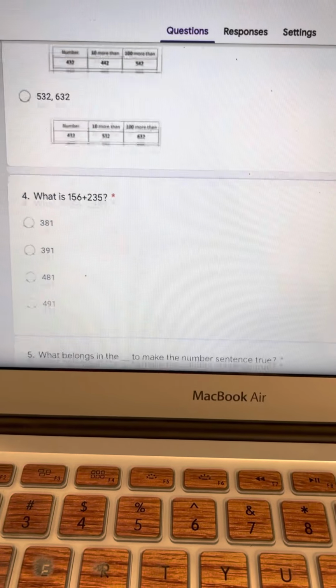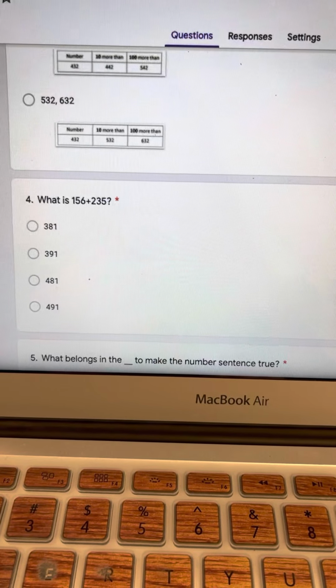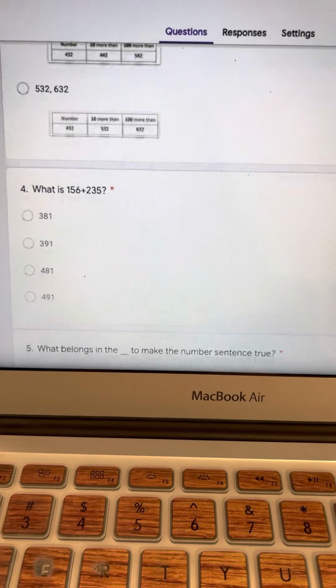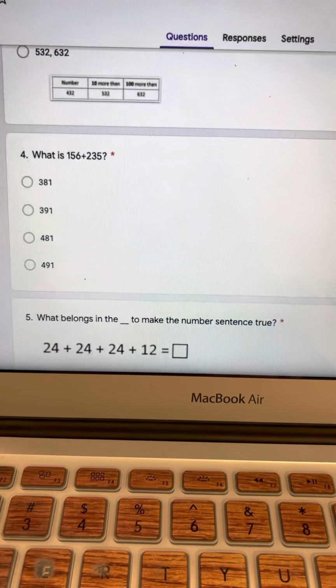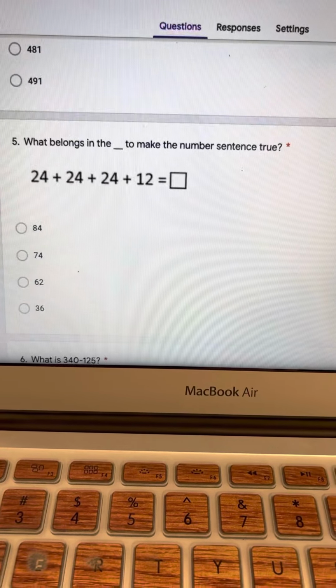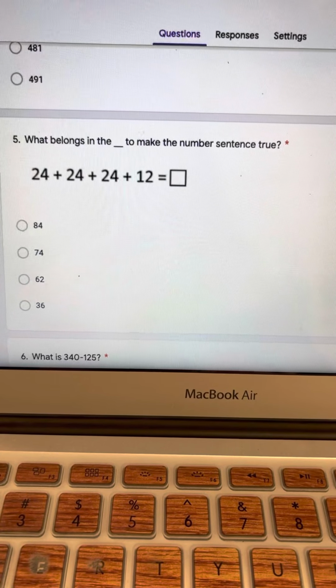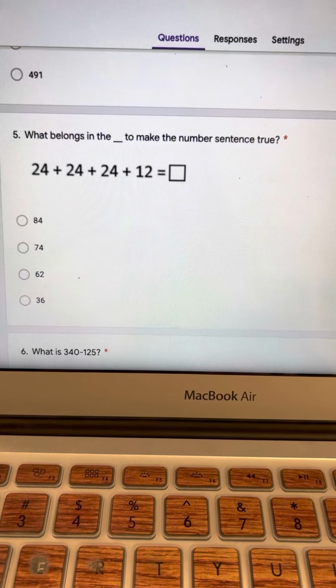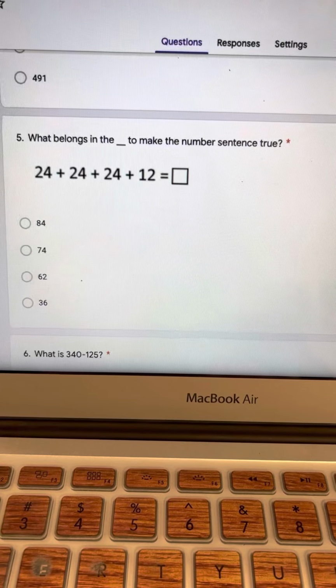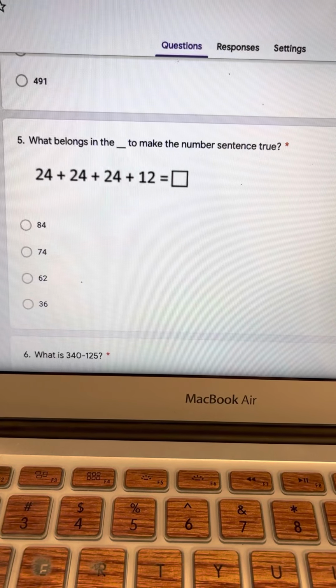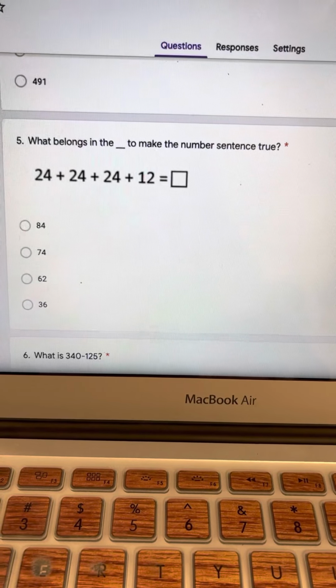All right, number 4, what is 156 plus 235? Please work it out. Number 5, what belongs in the box to make the number sentence true? You got 24 plus 24 plus 24 plus 12. Solve your problem.